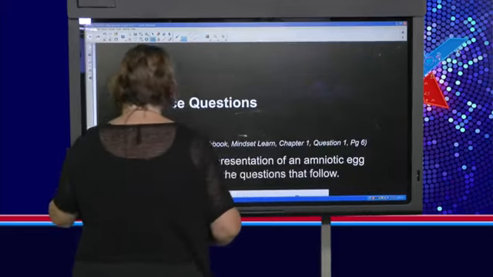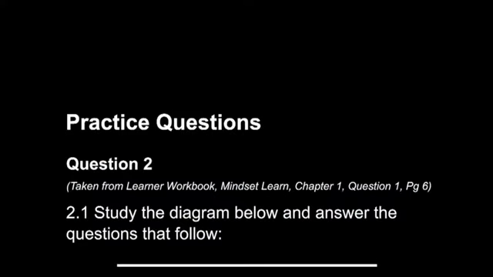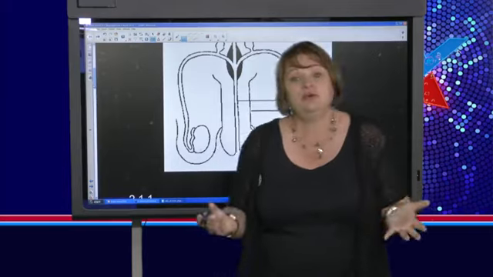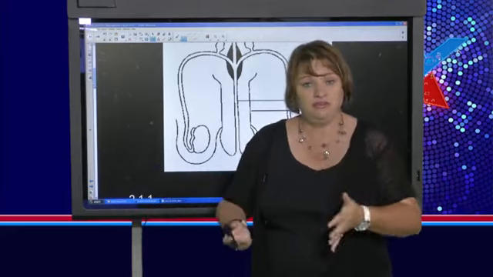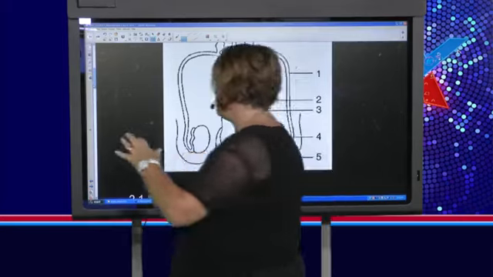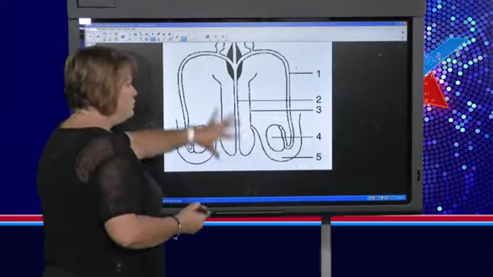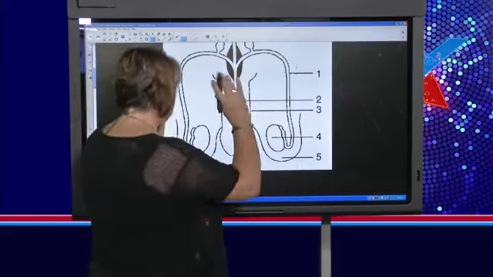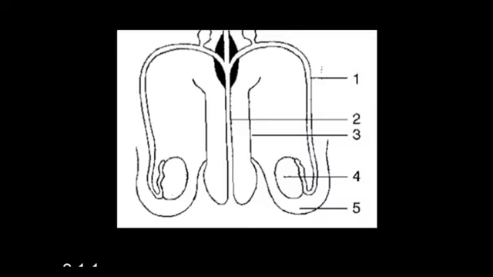I'm going to go to question number 2. There it is, your diagram. You're going to get either the male or the female, but it's actually very simple. Before you even look at the questions, the first thing you do is label. You say, I know this is the male, let me quickly label. This is the vas deferens. This is the urethra, the tube that runs through the penis.